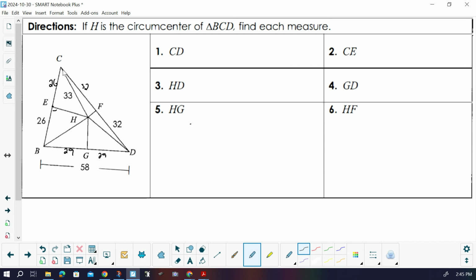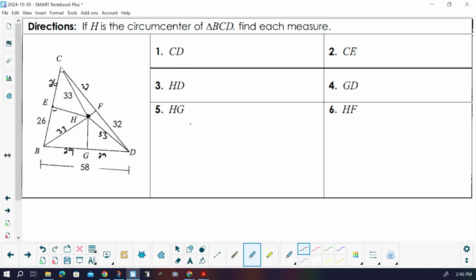And then we also have, with circumcenter, when the perpendicular bisectors meet, this circumcenter H is the same distance away from each of the vertices, which means CH right here is 33, and each of the vertices will be the same, so DH is 33. And a lot of times, once you do that, you have most of your answers. So let's see which answers we have up here.